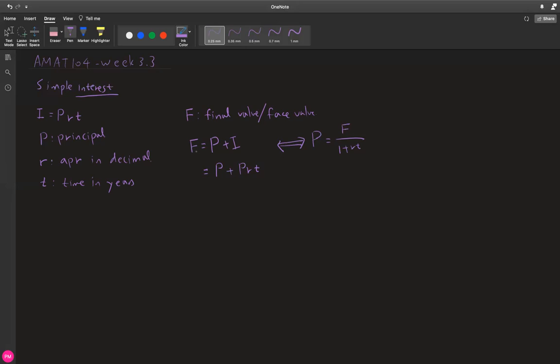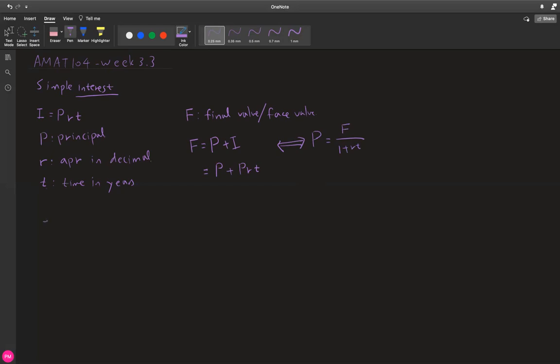If the problem is asking for the face value, you would simply use the one at the left-hand side. But if the problem is asking for the initial money that you borrowed, the right-hand side may be a better choice in that case. So today, I am simply going to spend most of the time going over different examples that you might encounter in your homework assignments or quizzes.